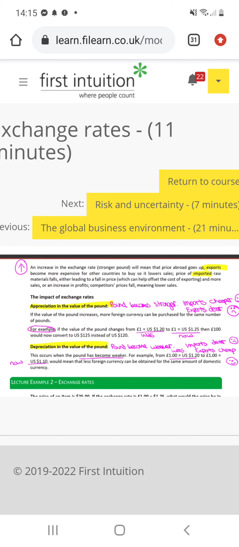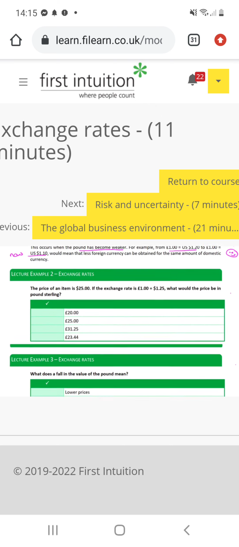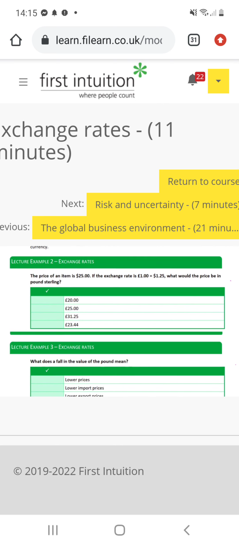Let's have a look at lecture example 2 on exchange rates. The price of an item is $25. If the exchange rate is £1 is $1.25, what would the price be in pounds sterling? So what we do here is we take the dollar amount of 25 and we divide it by our exchange rate, and we get $1.25 per pound. This would lead to a price of £20.